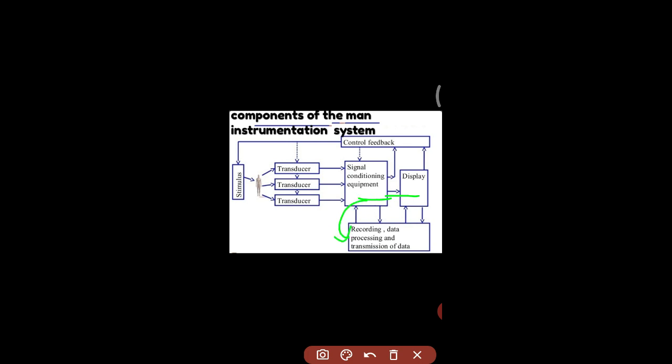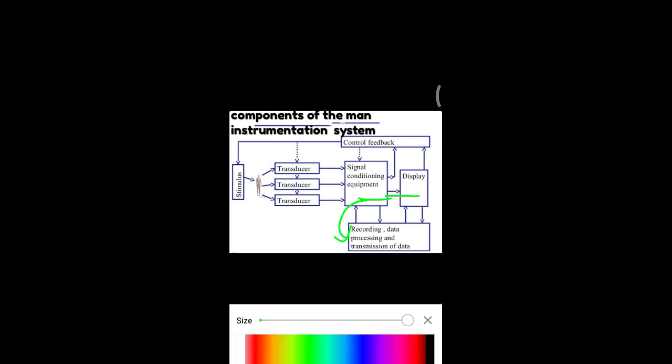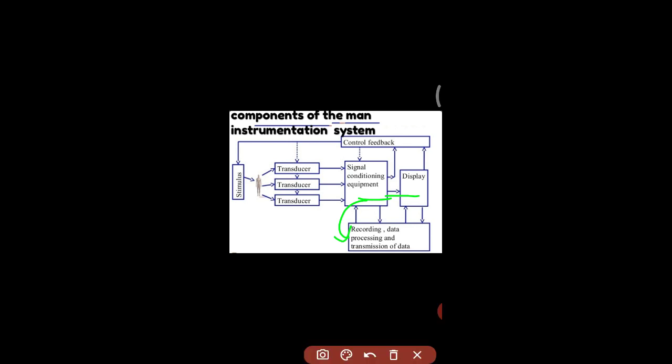The next one is the display equipment. What is the display equipment here? How can you observe your output signal? By using the display equipment. The output of the signal conditioning equipment must be converted to some form of visual, audible or possibly tactile information. So the display equipment may include a graphic pen recorder that produces a permanent record of the data.